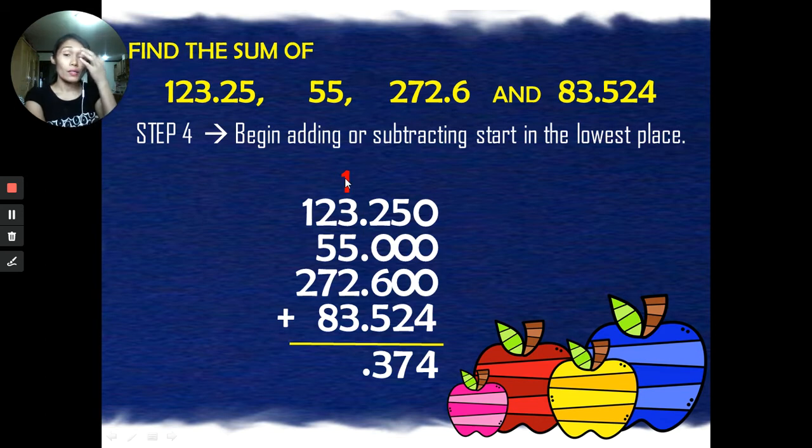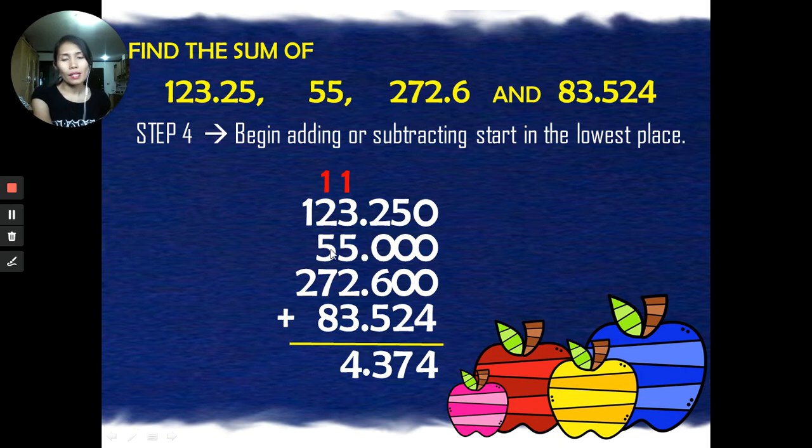Okay, now 1 plus 3 is 4. 4 plus 5 is 9. 9 plus 2 is 11. And 11 plus 3 is 14. Now write down there 4 and carry up 1 again. Carry 1.